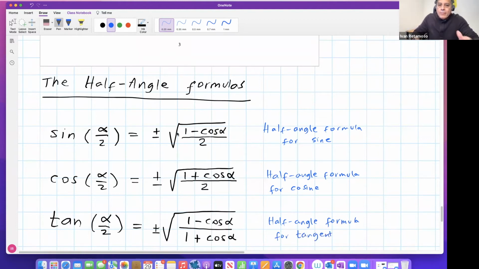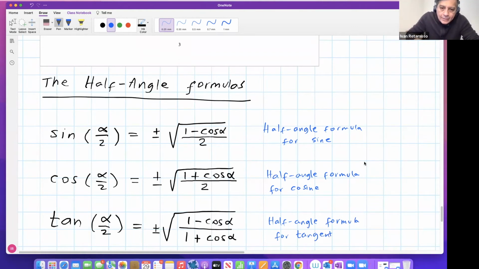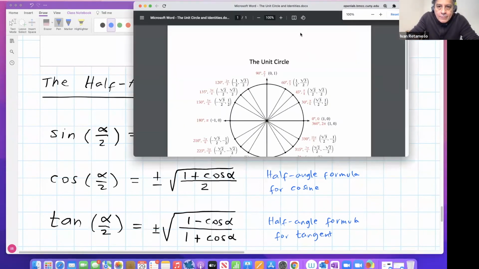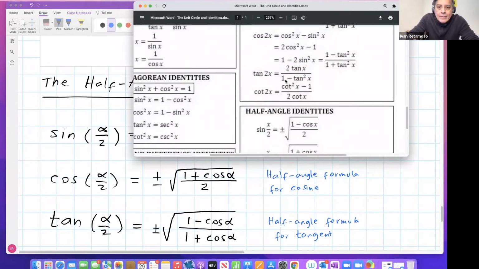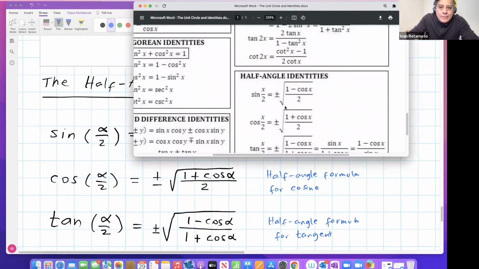Yeah, feel free to memorize this formula, very useful. But if not, they are all here, guys. There's even the half angle formulas. I have placed it here in our unit circle sheet. Half angle identities, look, you see them here, right? Sine of x over 2 is this one, the first one.